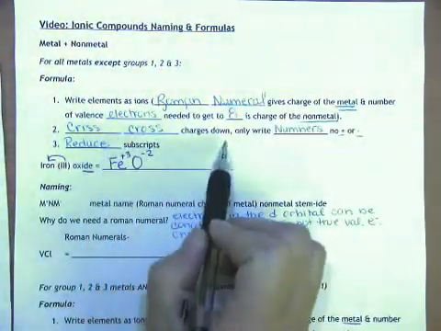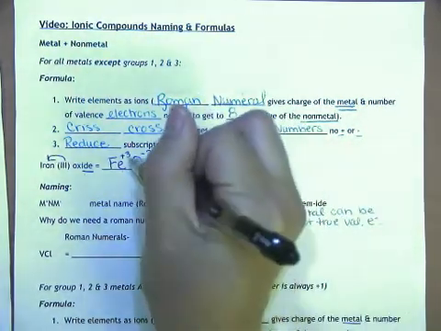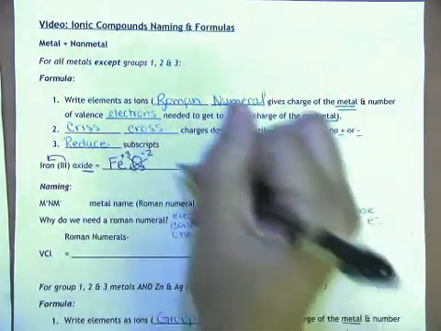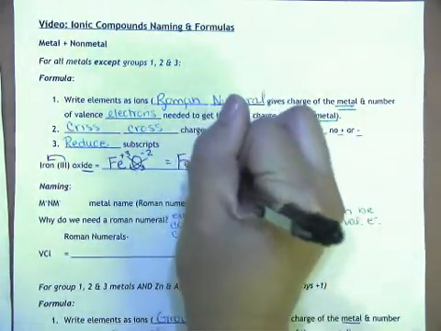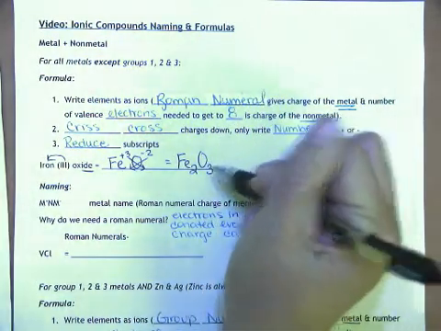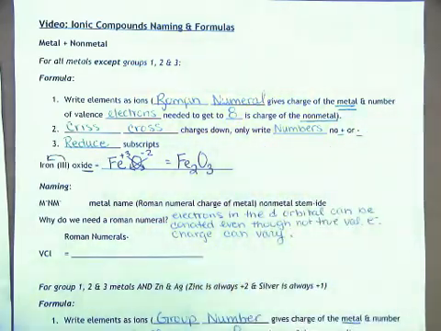Then it tells me to crisscross down charges only, write numbers, no positive or negative. So my 3 comes down and my 2 comes down. They crisscross down, so it means I have Fe2O3. So that's iron 3 oxide.